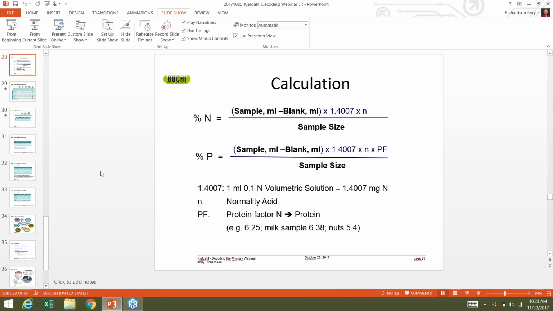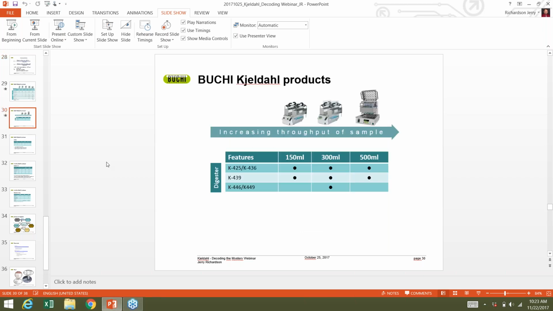Okay, I see one last question here. How many samples can you digest at one time? All right, going back over to this slide. This slide basically gives us what we have. Basically, we have a 425, which is not pictured. That's a 6-position system. The 436 and 439 are both 12-position systems, and the K446 and 449 are 20-position.